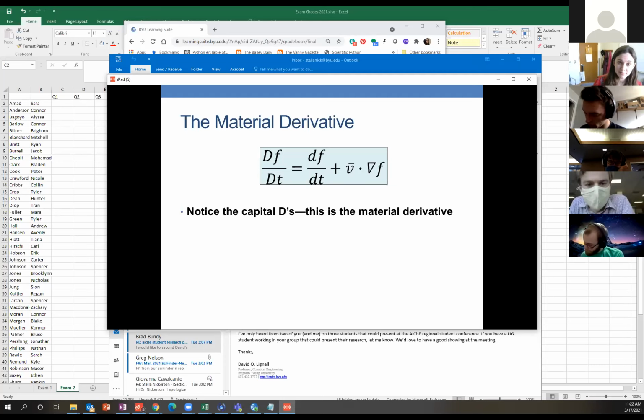So notice the capital D's. The capital D's are just the notation that shows that we're talking about the material derivative, which is this specific operator right here.